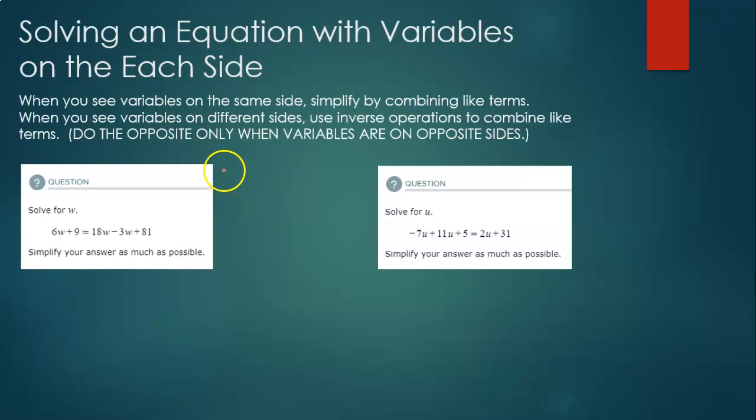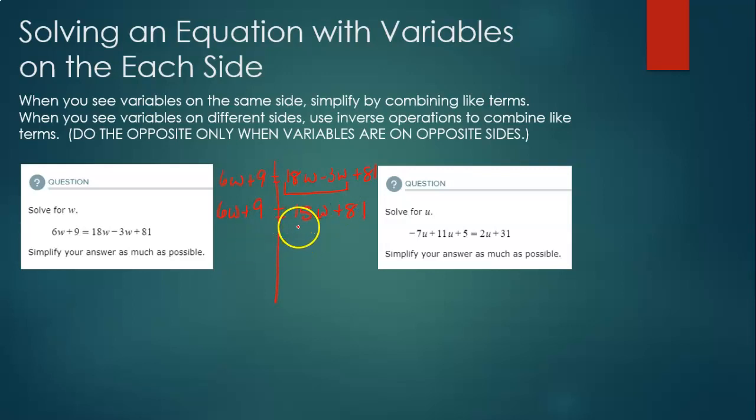Sometimes we'll need to simplify first. So on a problem like this one, we have 6w plus 9 equals 18w minus 3w plus 81. For this one, we've got some w's that are on the same side, so I'm going to combine those. That leaves me with 6w plus 9. And then remember, they're on the same side, so I don't do the opposite. 18w minus 3w is 15w plus 81.